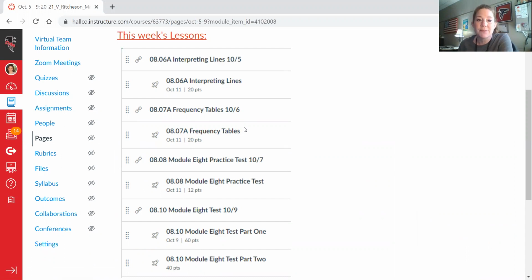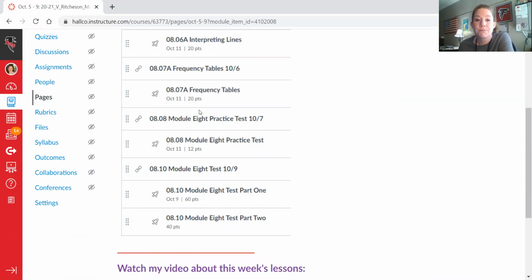On Monday the 5th, you are going to be looking at interpreting lines, because the previous week you looked at scatter plots and finding the line of best fit. On Tuesday, you're looking at frequency tables. You're going to be interpreting some data from frequency tables. Wednesday, you're going to try out the practice test, which looks very similar to the real test.